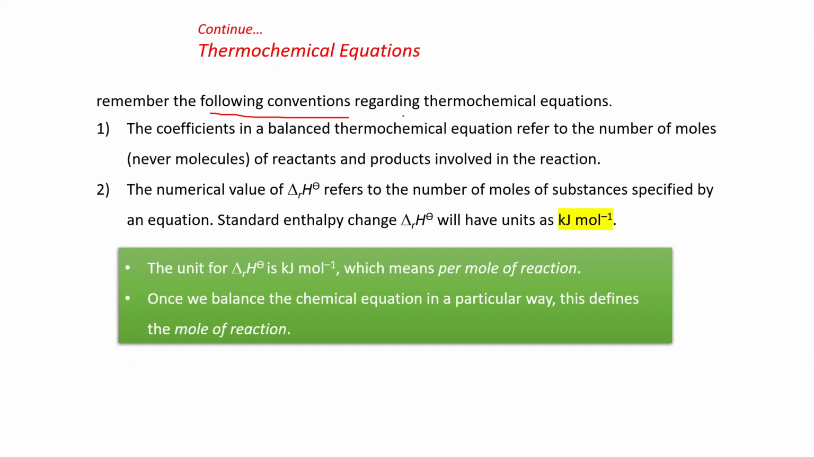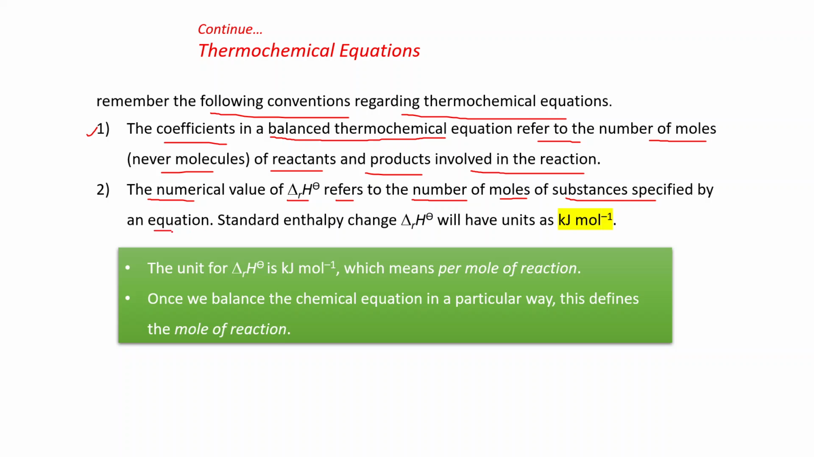Remember the following conventions regarding thermochemical equations. The first one: the stoichiometric coefficients in a balanced thermochemical equation refer to the number of moles, never molecules, of reactants and products involved in the reaction. The numerical value of standard enthalpy of reaction refers to the number of moles of substances specified by the equation. The unit for standard enthalpy of reaction is kilojoule per mole, which means per mole of reaction. Remember it, per mole of reaction.